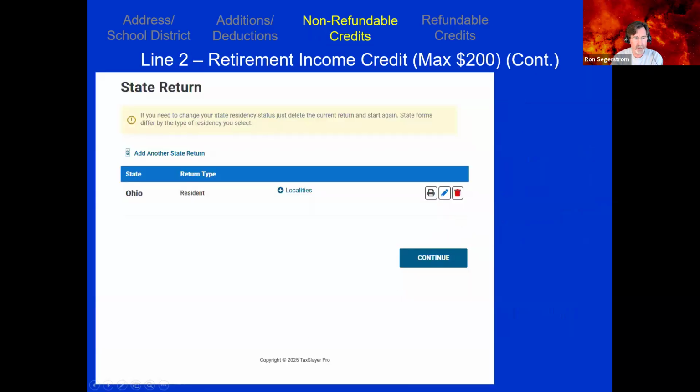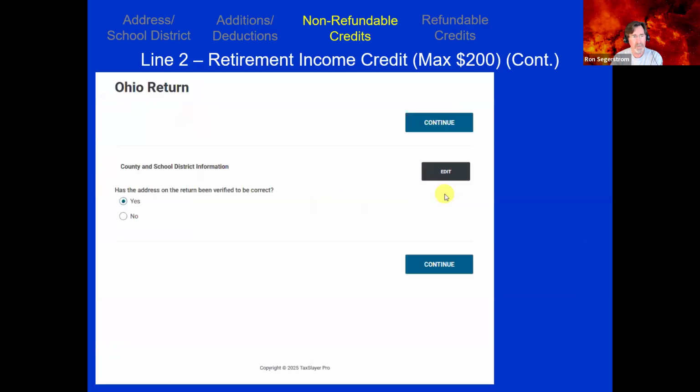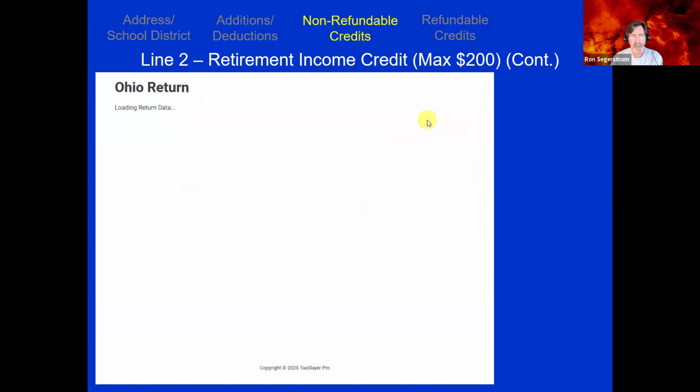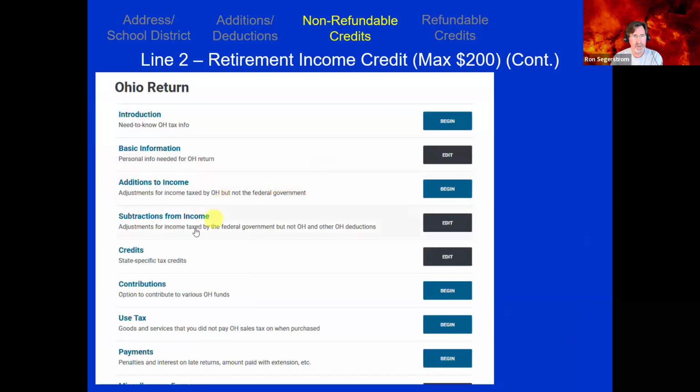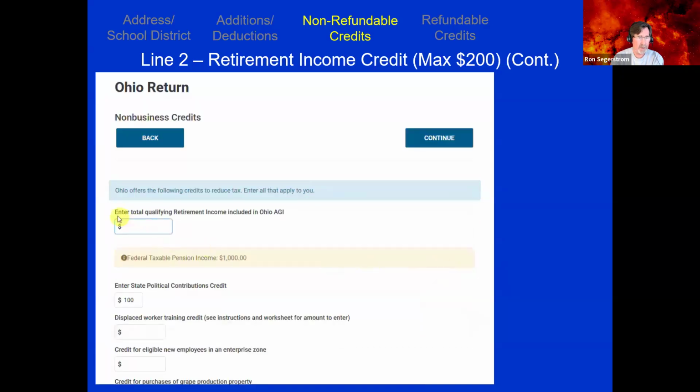So let's see here. To put that in, go ahead and select Ohio return. Bypass that, get to the whole list. We're now in credits. We're going to select credit, non-refundable credit, and those are the only ones we're going to end up using. It'll give you a little hint here.